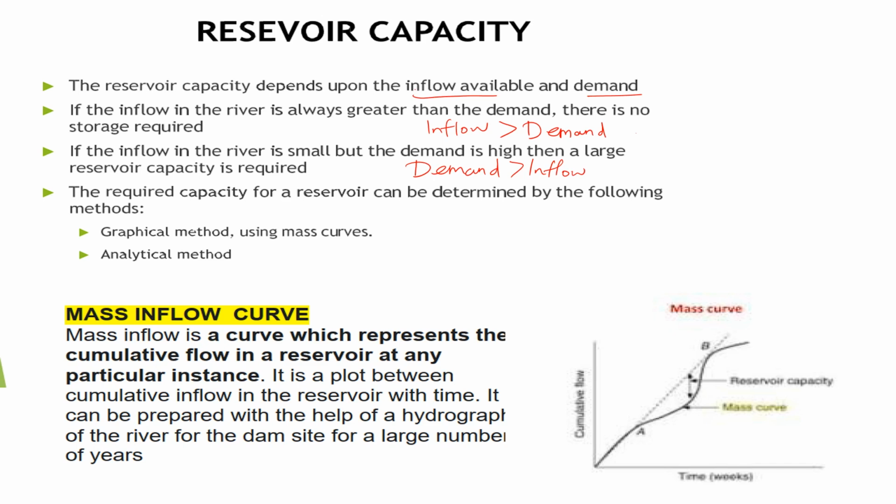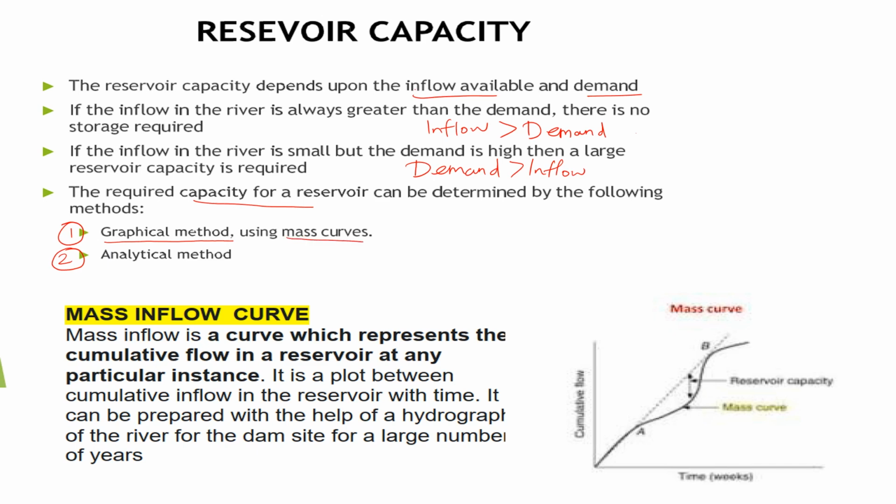Just think, if we have enough inflow compared to the demand, then there is no need to store water, right? Whenever the demand is more than the inflow, we need to construct a reservoir. To find the capacity of a reservoir, we basically have two methods: the first is the graphical method and the second is the analytical method. Among these, the graphical method is most commonly used and important, and is also mentioned in our syllabus. So we are discussing only the graphical method, that is using mass curves.